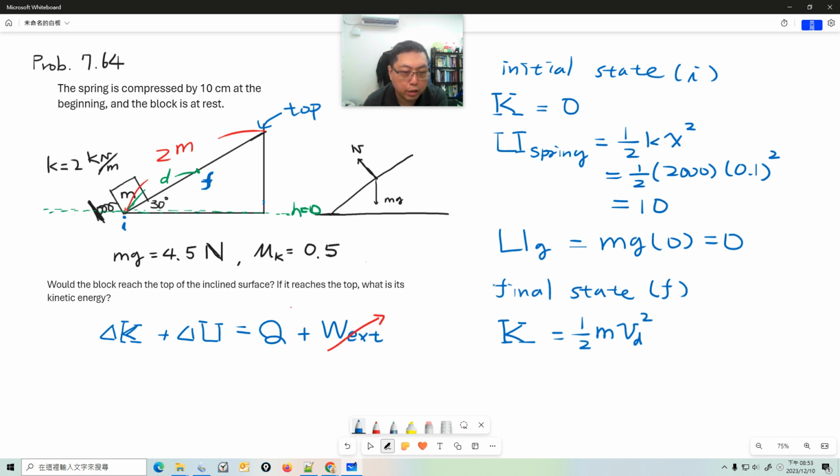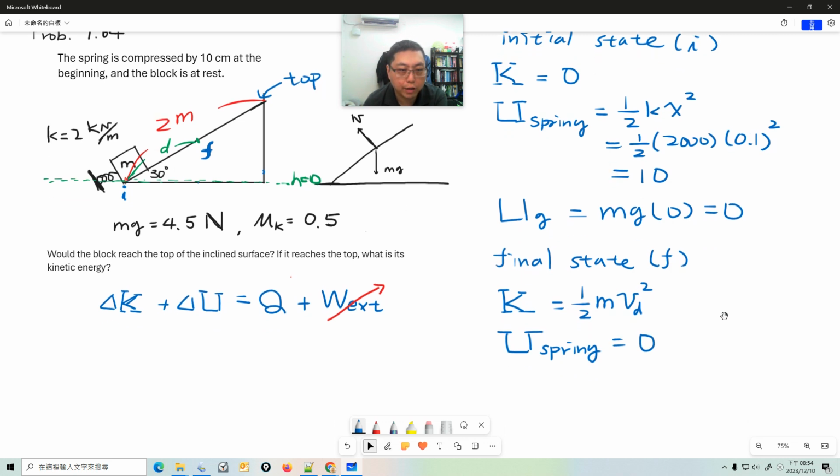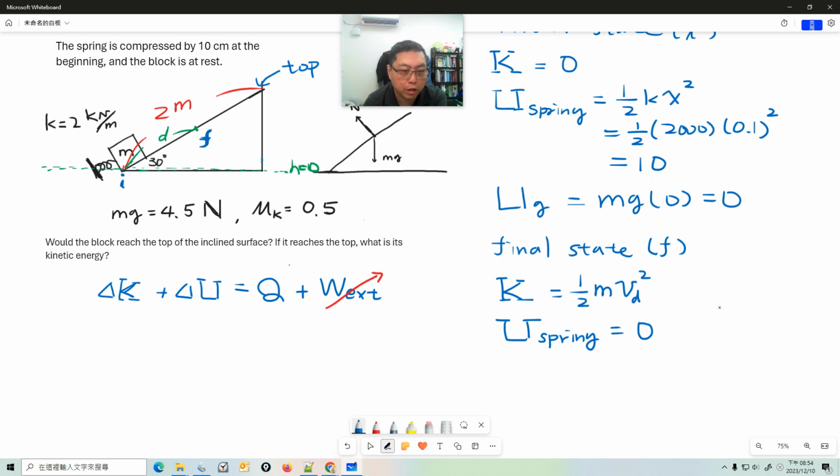Next, do we have elastic potential energy at the final state? After releasing the block, the spring goes back to its original position. The spring was compressed at first, but after release it is back to its equilibrium position. So there's no elastic potential energy. It's 0. And do we have gravitational potential energy at the final state?